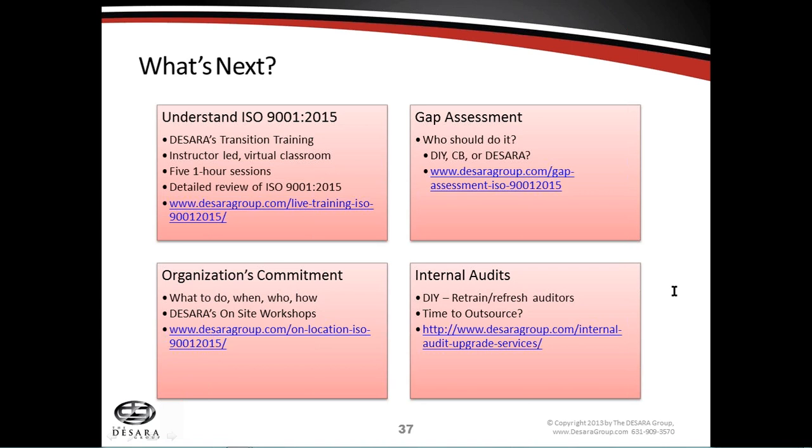A third thing that a lot of companies will need help with is obtaining organizational commitment. What do we have to do? When do we need to do it? Who's going to get it done? How do we go about it? What order? And that's where DESARA comes in and really facilitates those on-site workshops with get the right stakeholders in the room.